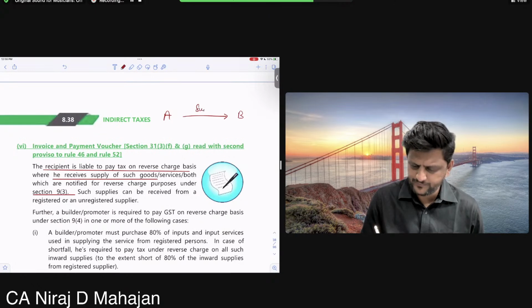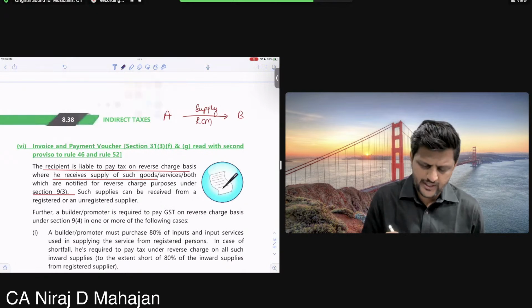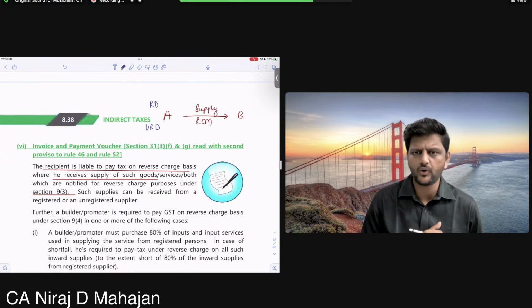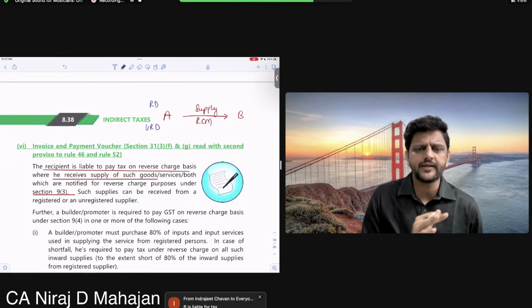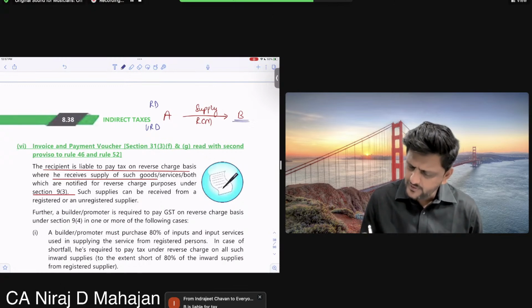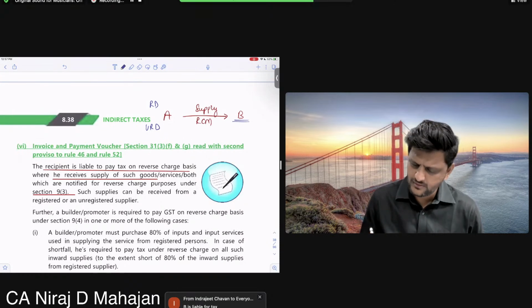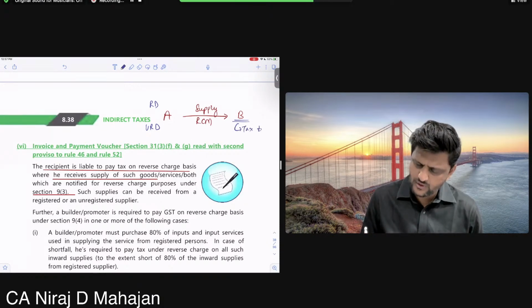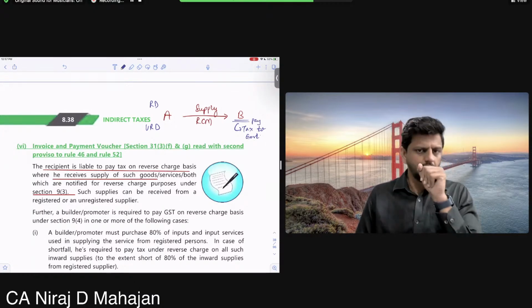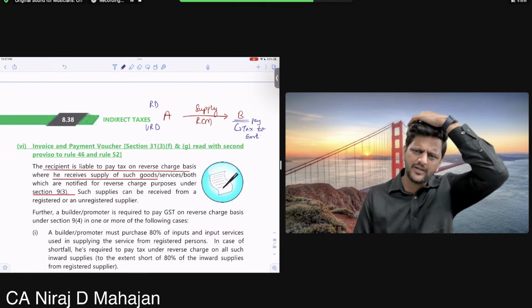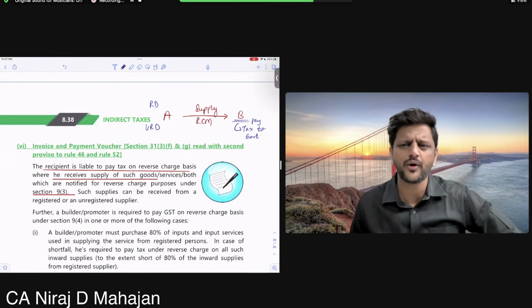A to B बच्चों, supply under RCM, हाँ या ना? See बच्चों, A can be RD or A can be URD. Yes, still here all of you? Clear or no? But in both the cases, B will pay the tax, let me use the word tax, to government. Done till here? Is B going to recover from A? No. B is going to pay from his own pocket, no? है ना?